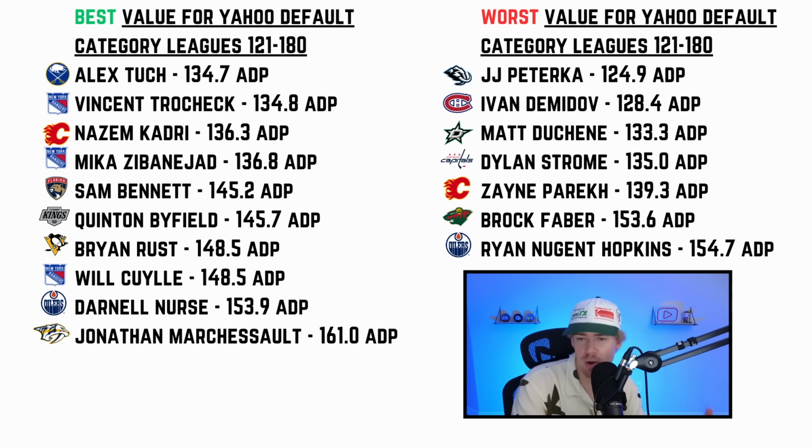Zane Prek, I think the peripherals are going to be really bad, and yeah, just too pricey. Brock Faber, don't know why he is going this high still. It's clear he's not going to be power play 1, and the peripherals are not good. And then I would probably say Ryan Nugent-Hopkins, because there are so many players with good peripherals later on that are going to cover more cats and put up similar points. Just doesn't make too much sense.